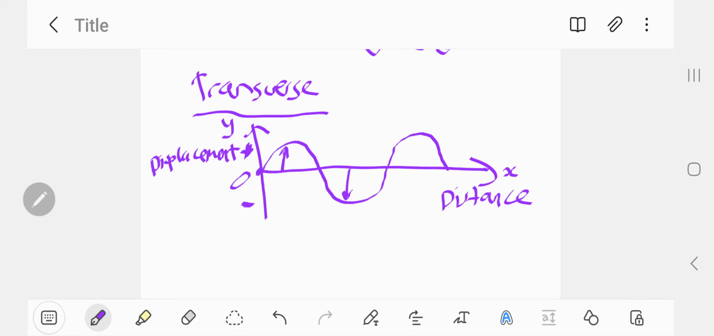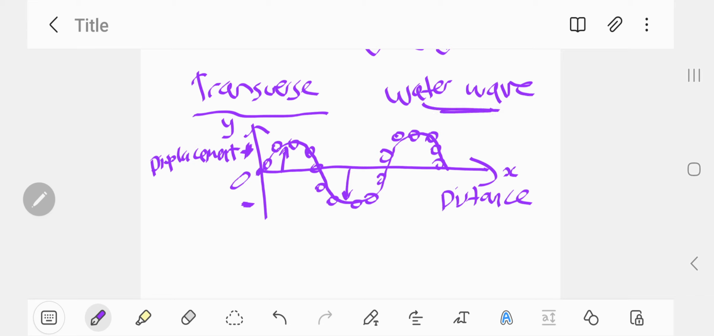It's important to note that waves are not physical things. Rather, it's the collective motion of the particles making up the substance. Along this line here, think of them as little spheres, little particles. Let's take this to be a water wave. It's not that there's a physical thing that's moving through the water. It's actually just the particles, the water molecules in this case, that are oscillating, going up and down.